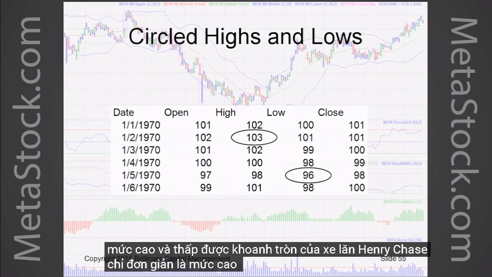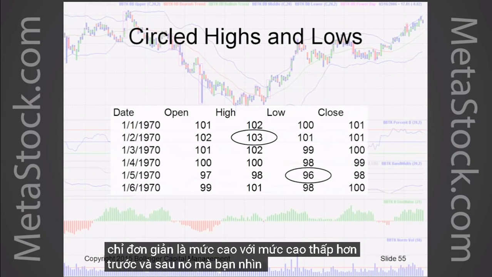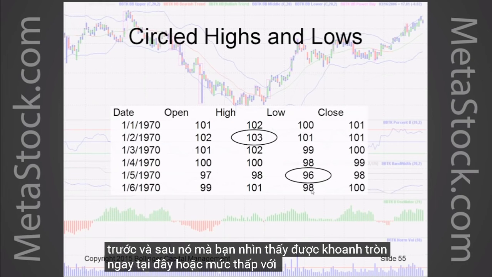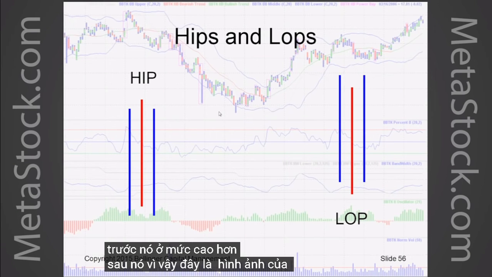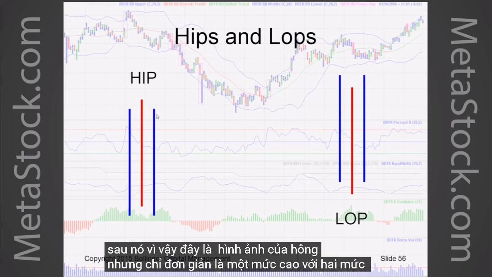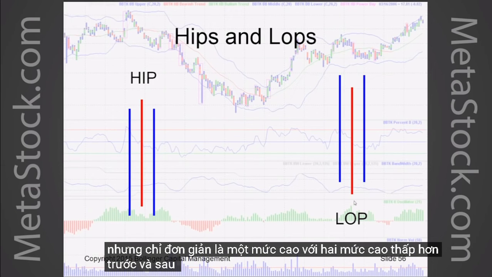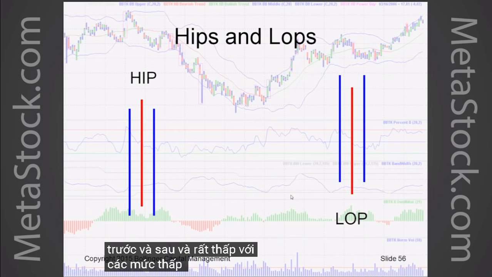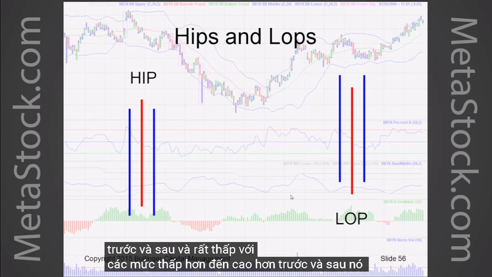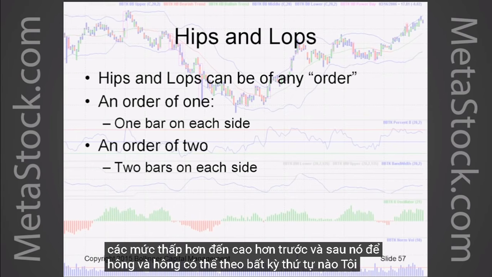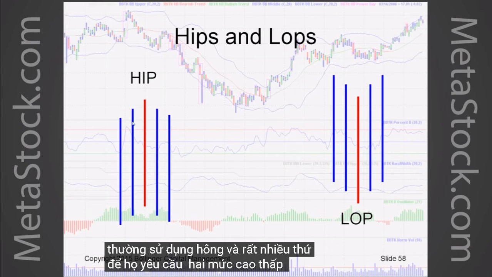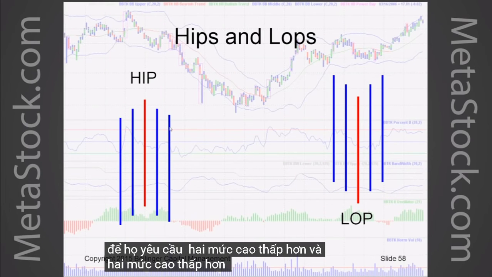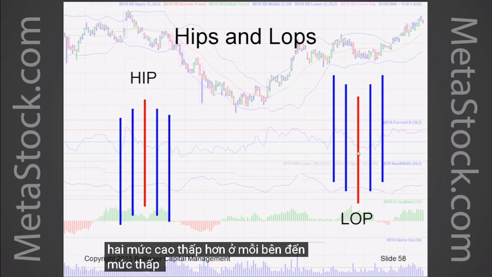There's simply a high with a lower high before it and after it. You see it circled right here, or a low with a higher low before it and a higher low after it. So here's a picture of a hip. It's simply a high with 2 lower highs before and after, and a lop, a low with 2 higher lows before it and after it. So hips and lops can be of any order. I generally use hips and lops of an order of 2. They require 2 lower highs on each side of a hip, and 2 higher lows on each side of a lop.